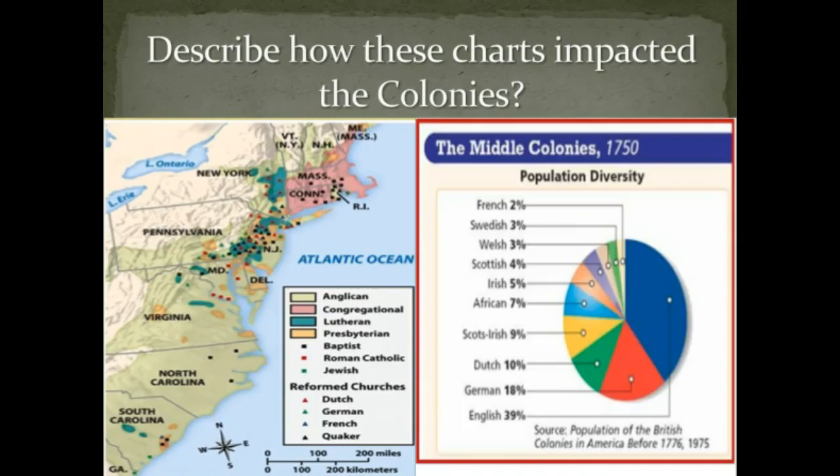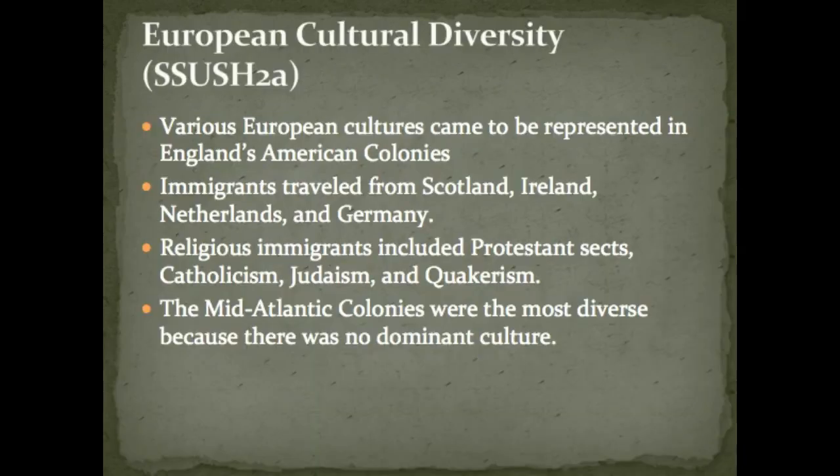So these two images show you the diversity of the American colonies, and you see on the right the middle colonies were the most diverse of all the colonies. The different people that are coming into the colonies, you have people from Scotland, Ireland, the Netherlands, and Germany. That's bringing over different religious beliefs: Protestant, Catholic, Judaism, and the Quakers that settled in Pennsylvania under the leadership of William Penn. And as we discussed earlier, the Mid-Atlantic colonies were the most diverse.